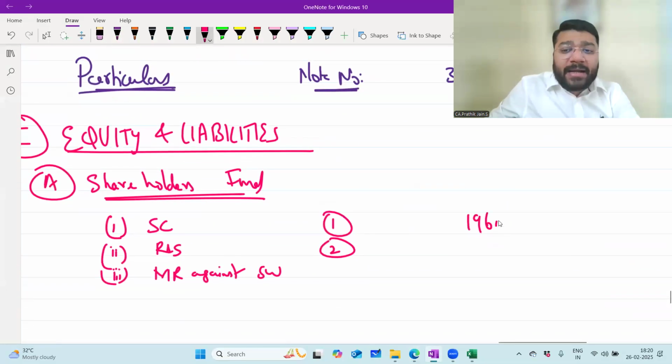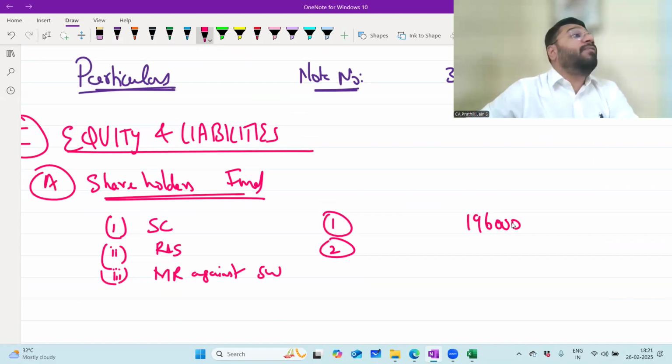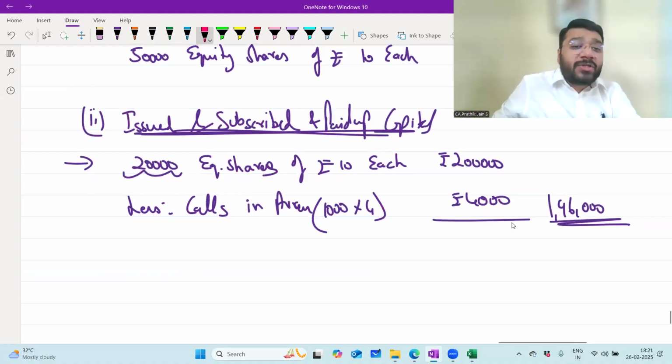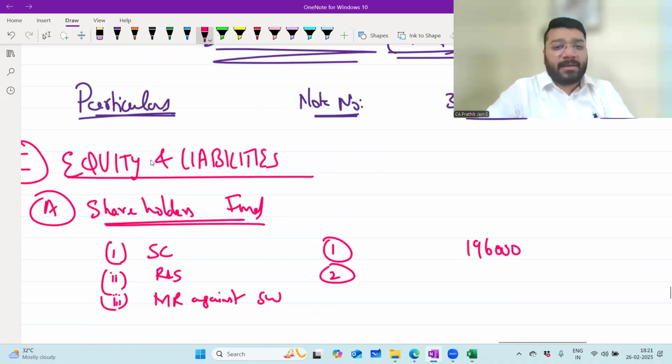1,96,000. So 1,96,000 is what? Paid up capital. Always paid up capital only travels to your face of the balance sheet. If there is any forfeited share amount, that will get added here. Add forfeited share, so that also gets added here. Any problem? We have a question based on that also. We'll do it in the upcoming classes.